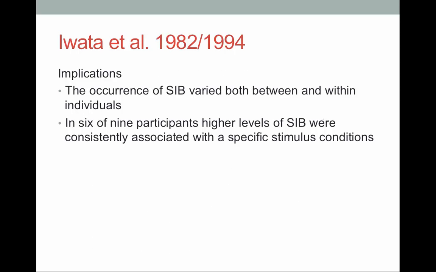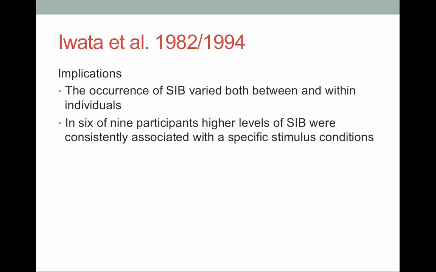All right, so the implications of the study are that SIB did vary both between and within individuals. Again, remember, in 1982, when this was published, in the early 80s, late 70s, even though we did have functional analyses, people were really still thinking about a particular treatment. So, what is the best treatment? Oh, well, you should attend to kids who engage in SIB. That seems to work. Oh, no, you should ignore kids who have SIB. That really seems to work, etc.